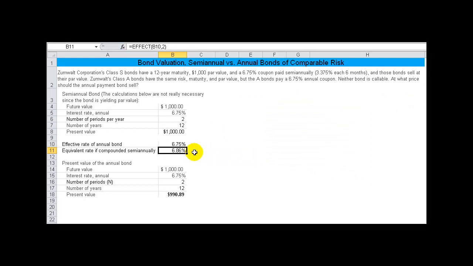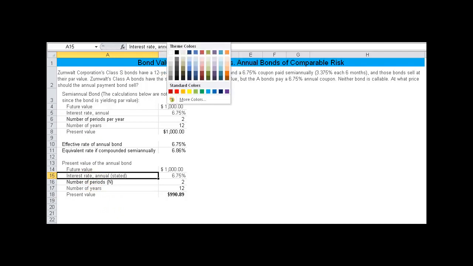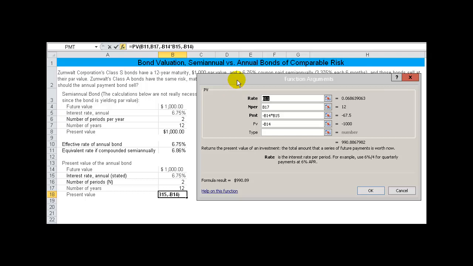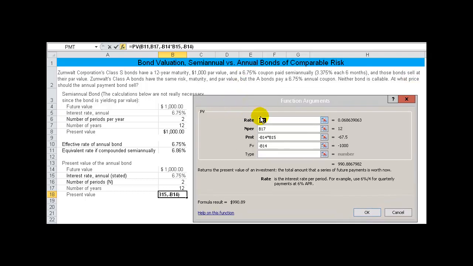Okay, now that we have 6.86, we're going to use that to determine the present value of the annual bond. Future value is 1,000. Now, the stated rate, I'm going to be clear that that is actually stated. I'm not sure why that's not appearing as black. Let me change that to black. There we go. Okay, the number of periods is 12 years. Let's look at how we would calculate that. Put this over here so you can see it. The rate is that rate there given in cell B11, right? The equivalent rate. Number of periods, 12.